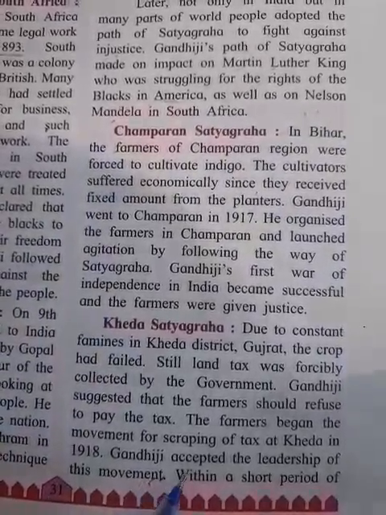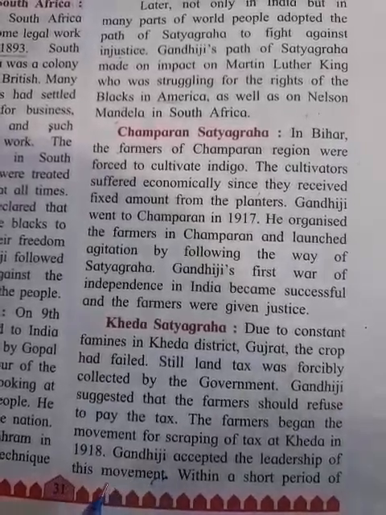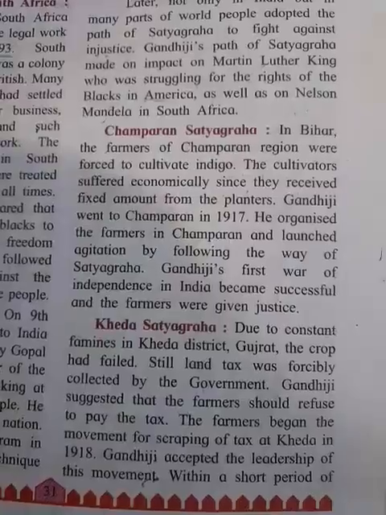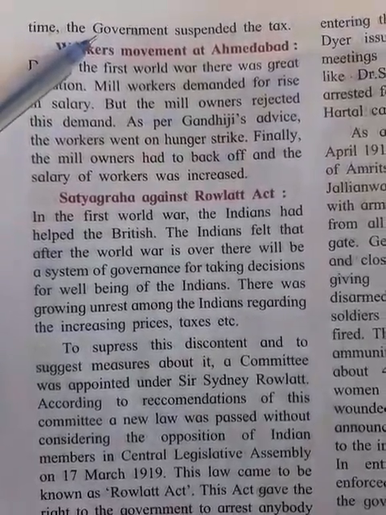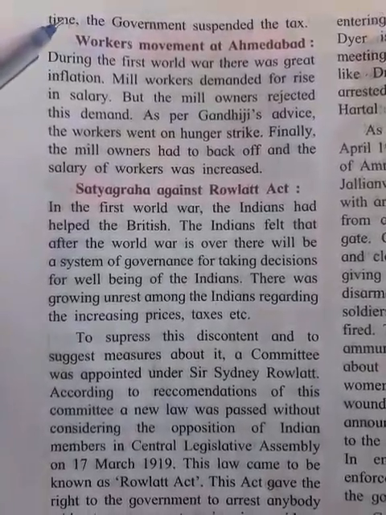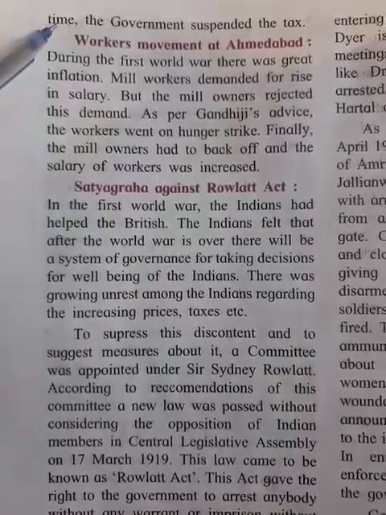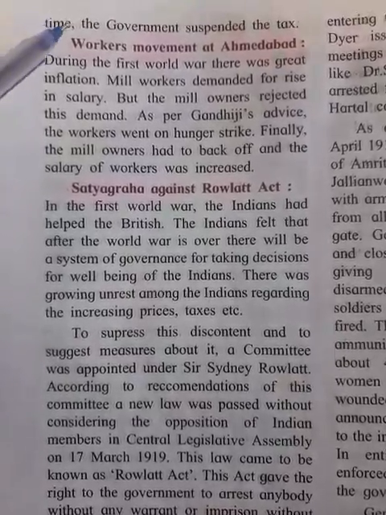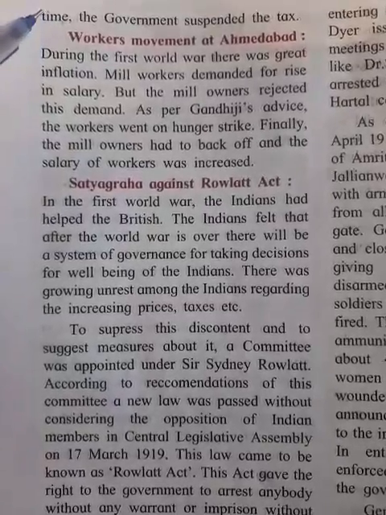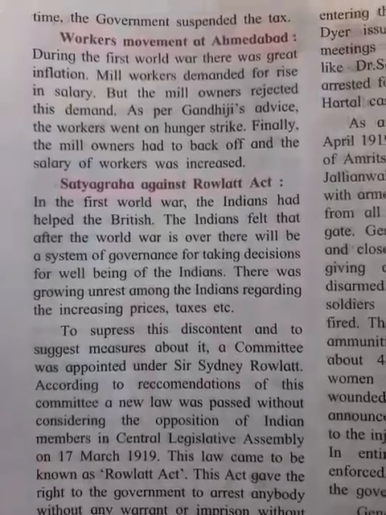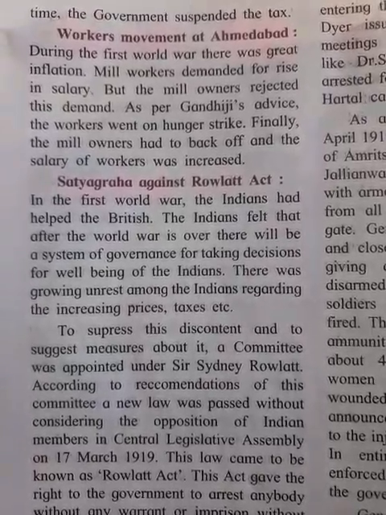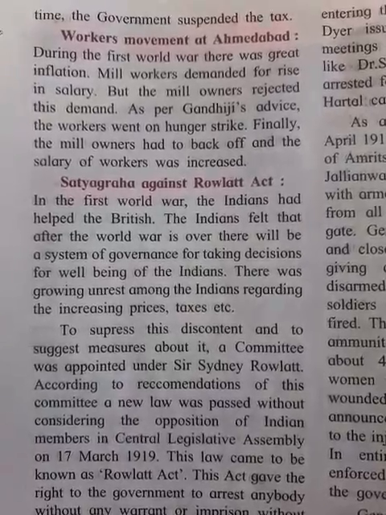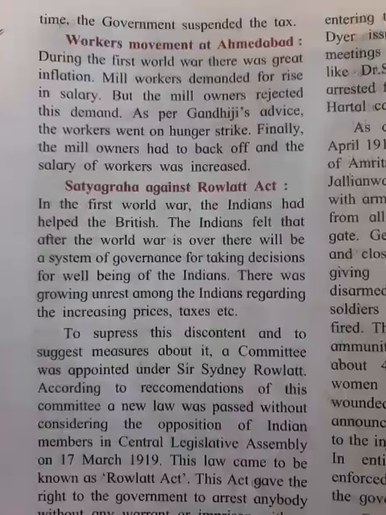The farmers accepted the leadership of Gandhiji in the Kheda Satyagraha, and within a very short period of time, the government suspended the tax. Because of the Satyagraha of Mahatma Gandhi in Kheda district, the government suspended the tax for the farmers. So this was the second experiment of Mahatma Gandhi in the year 1918 in the Kheda district, for the farmers not to pay the tax, and it was also very successful, right?